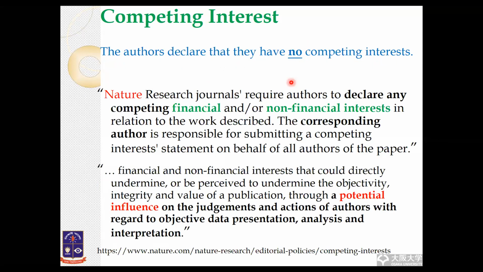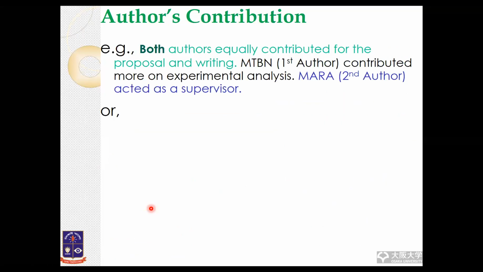Nature said you have to declare that there is no financial or non-financial interest in relation to the work described. Like you are working on a medicine. So your research is on medicine, but you are working with, for example, a pharmaceutical company, or you are getting funded by them, or your wife or sweetheart is working there as a chief or something. So there is a relationship which may have some kind of bias or wrong information. So it is important to mention if you have anything, okay? So that there is no potential influence of cheating or misjudgment and so on.